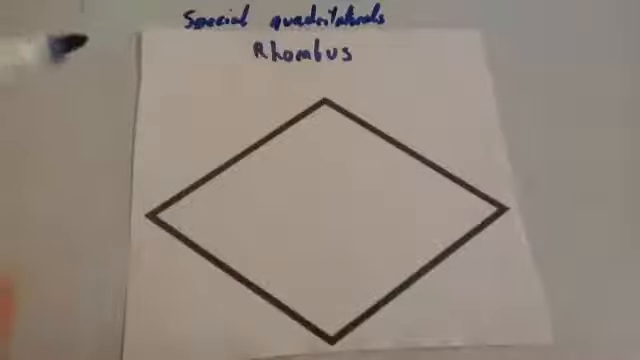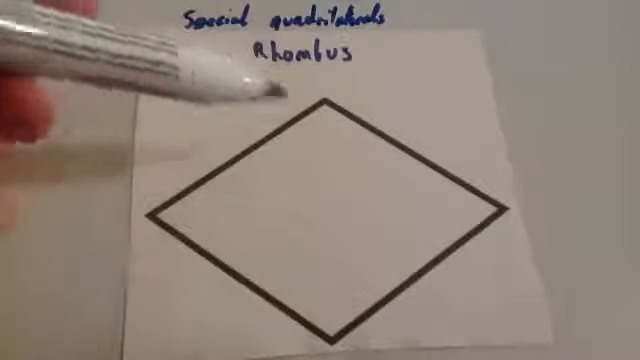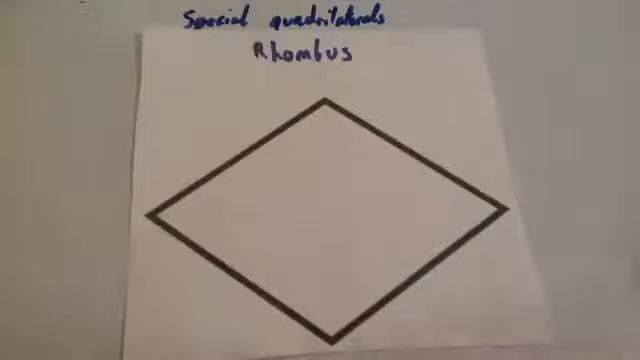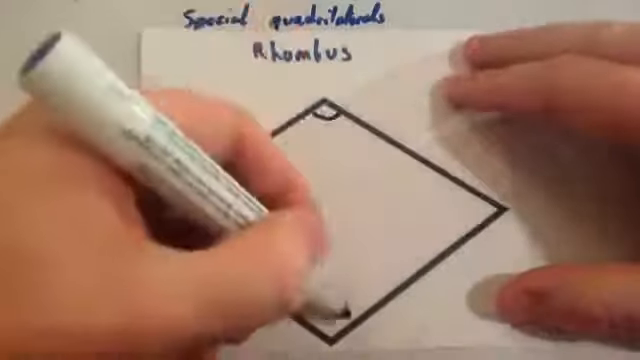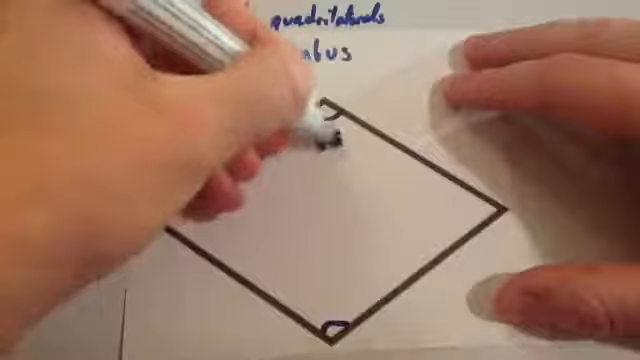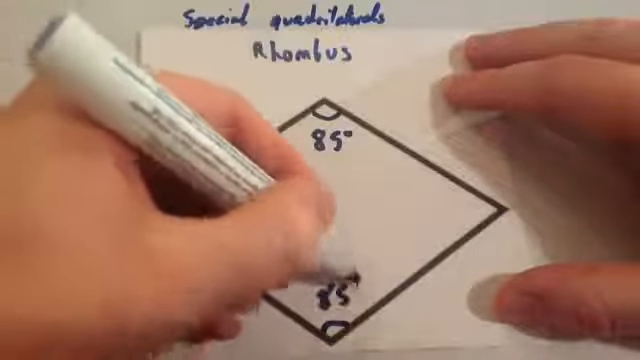Okay, now we're going to look at a rhombus. In a rhombus, all four sides are the same length, and it's got two pairs of equal angles, so the opposite angles are equal to each other. So for instance, if this was 85 degrees, this angle down here would be 85 degrees.